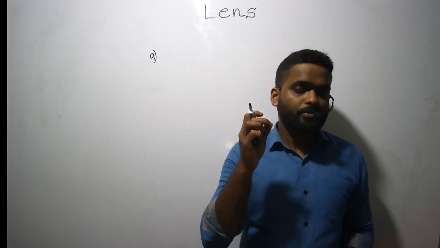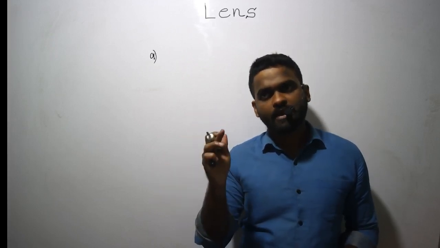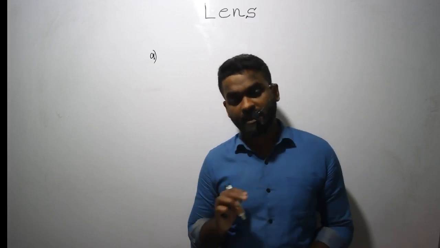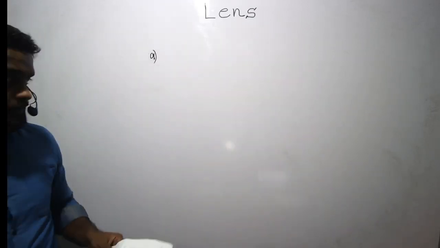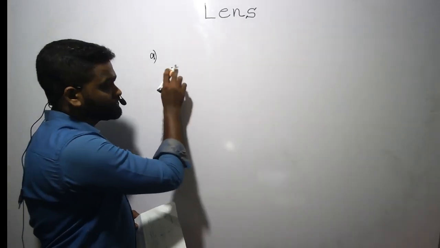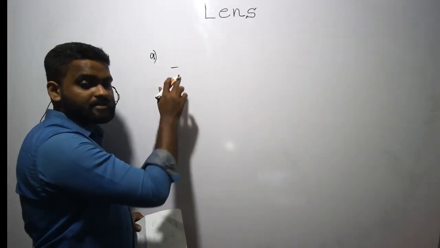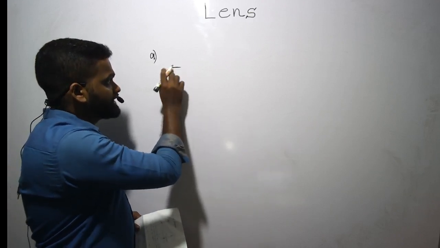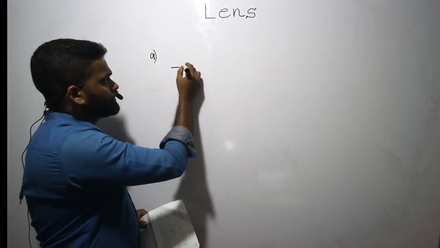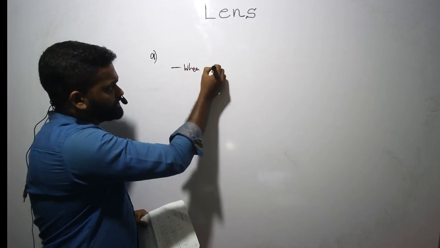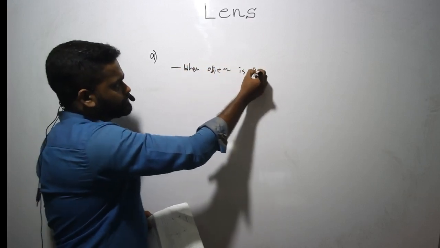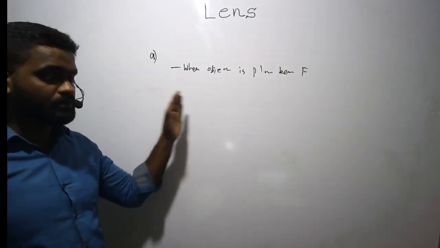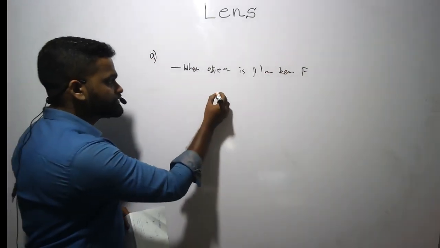So, when forming real images by a convex lens, you need to place the object beyond F, meaning beyond the secondary focus. Under that, this happens. Under that, when the object is placed beyond f, it is like this.